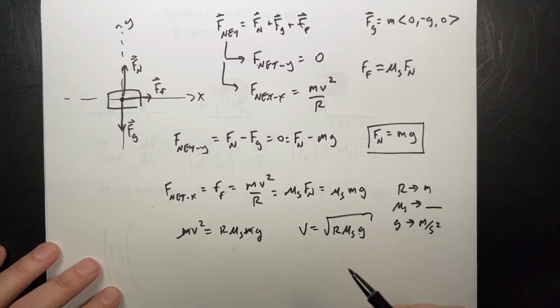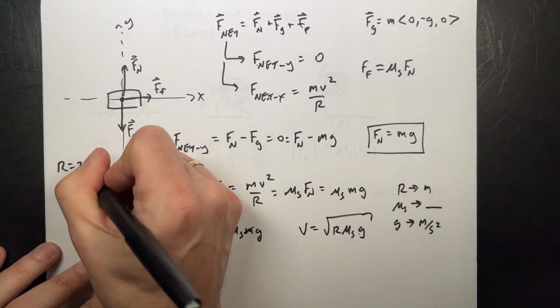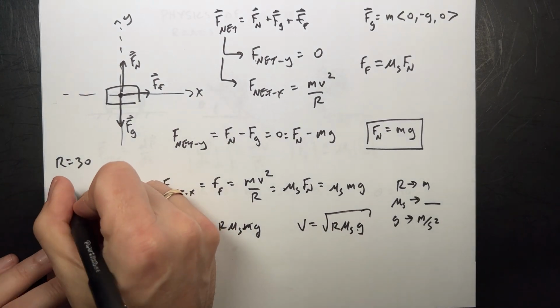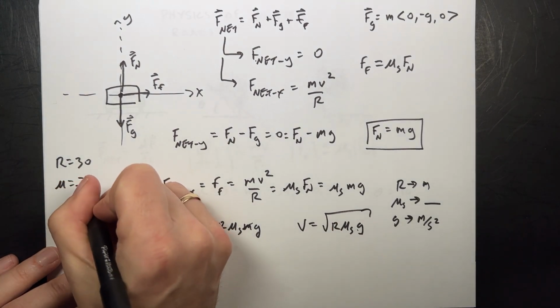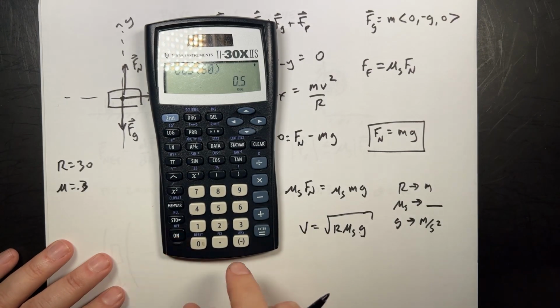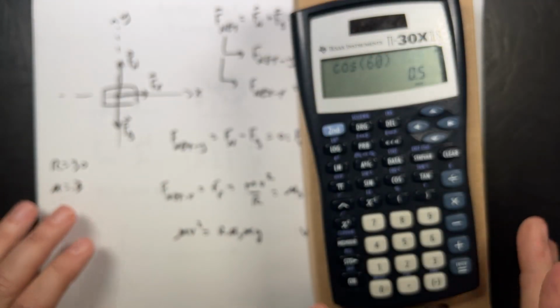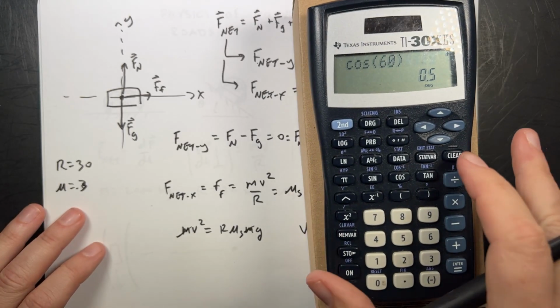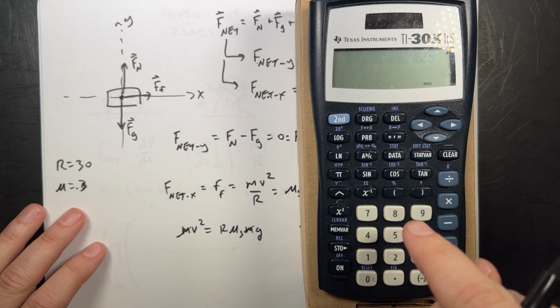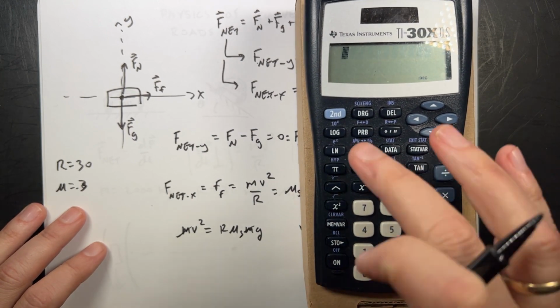Let's put in our numbers. Remember, I don't have the mass, but I don't need that. r is 30 meters. That's what I said, right? Yep. And mu is 0.3. So if I put that in, g is 9.8. Right there. I had a little calculator holder right there so we can see a little bit better. That's good. So I'm going to get the square root.